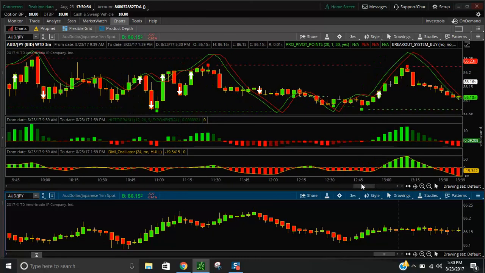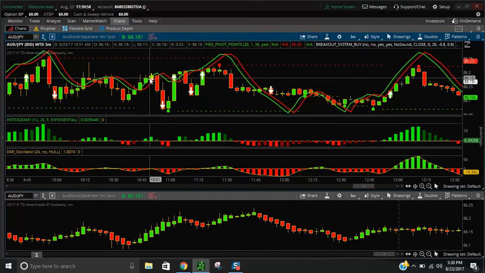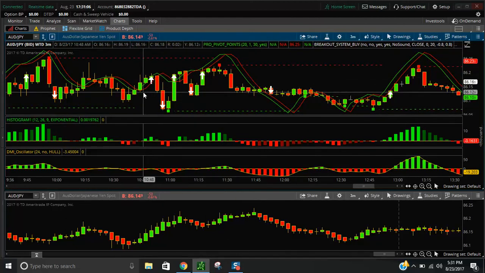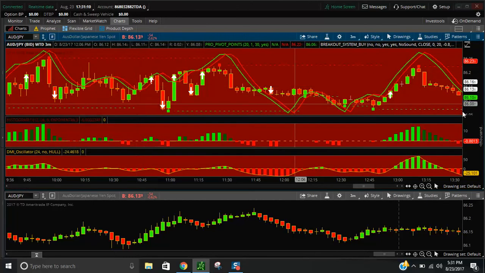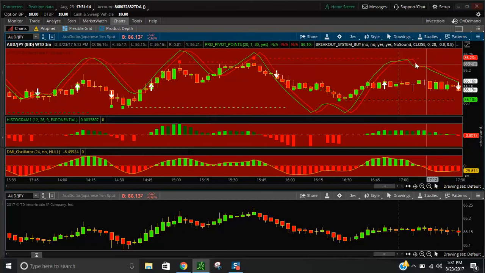Let me find another point. Let's see. Okay, here's a good one. You see a bunch of arrows here. They're still going up, down, up, down, up. They are doing that, but the reason why you're going to know not to get in the trade is because this oscillator is not at the highest or the lowest. Okay. That's what it's going to look like when you don't have an indication of a trade.